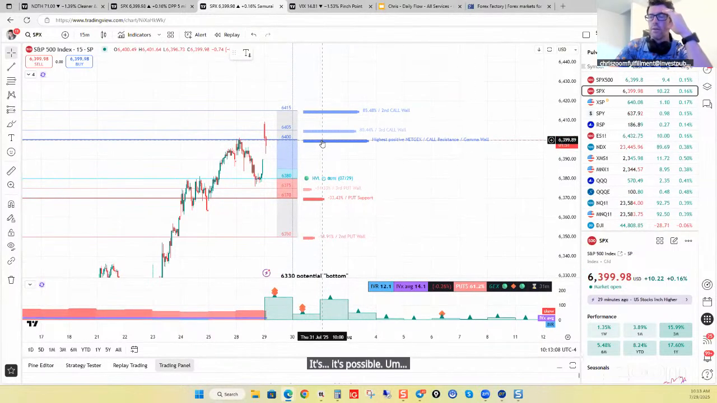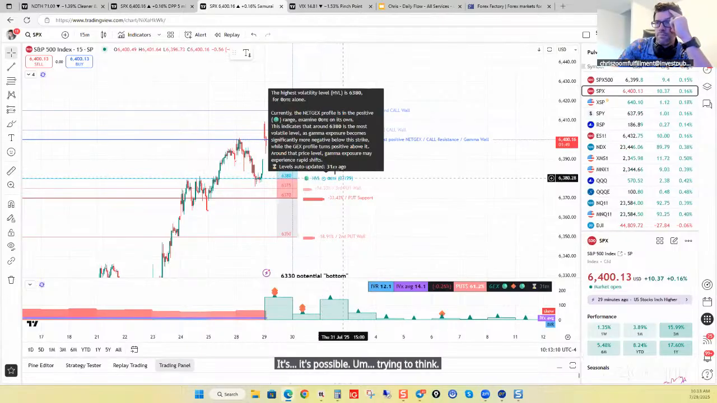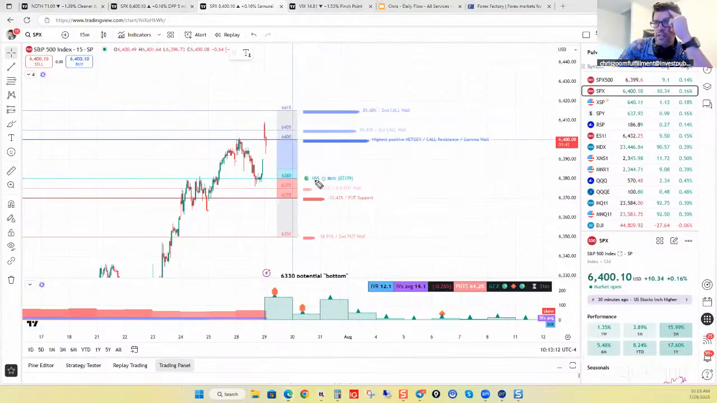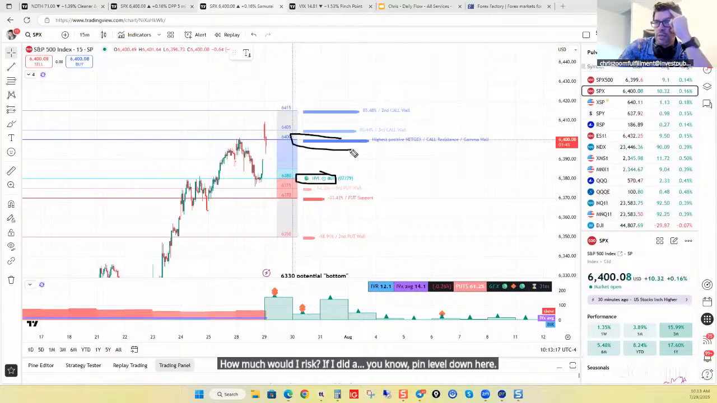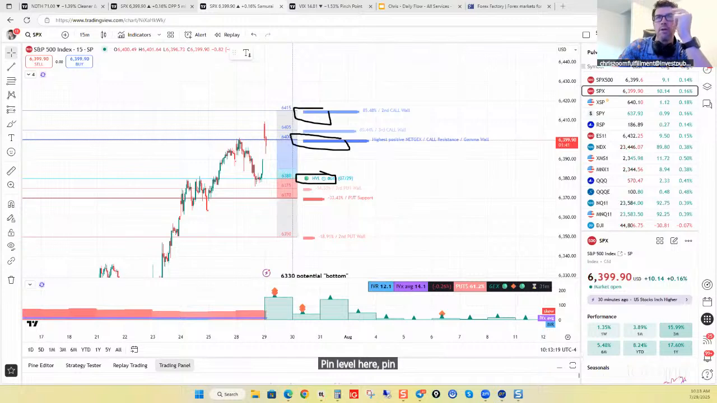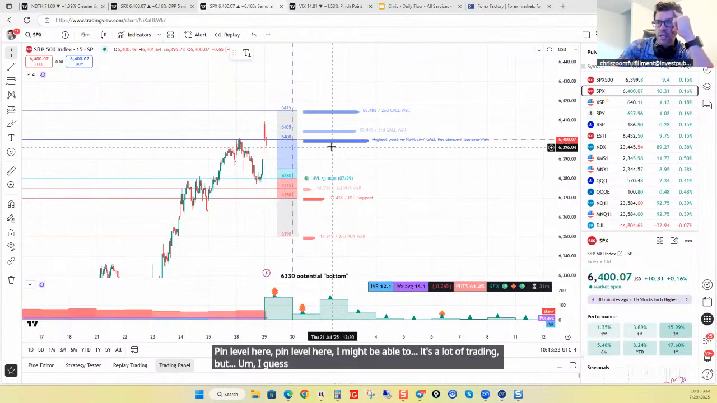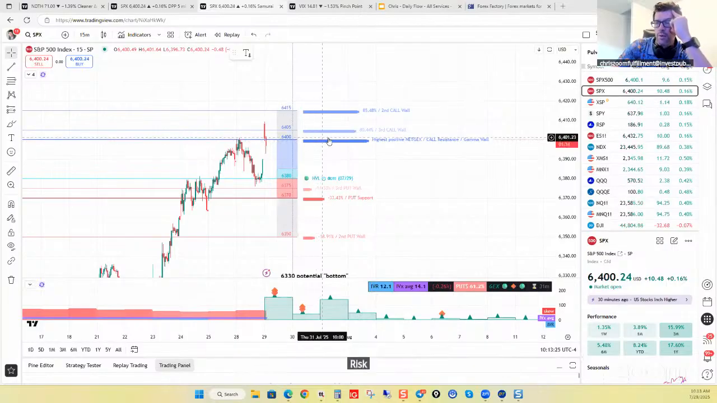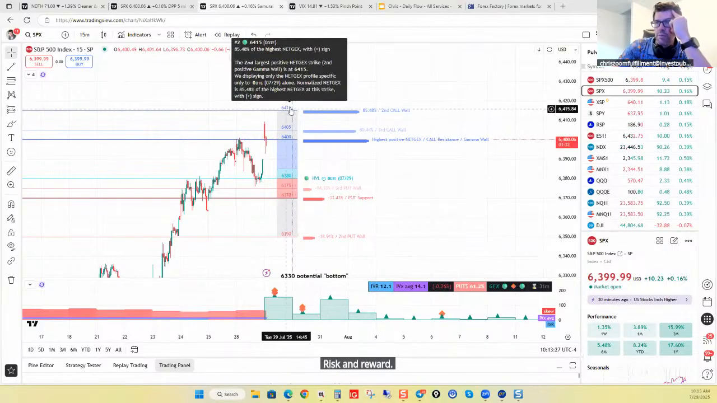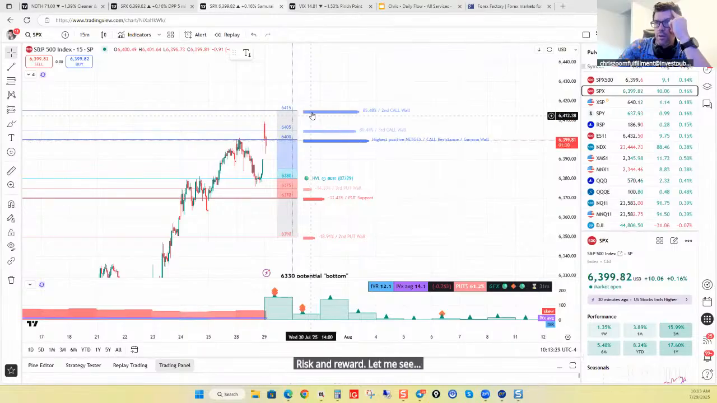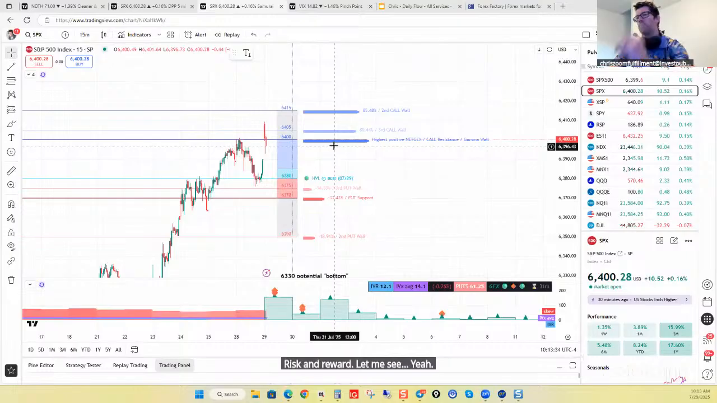Trying to think, how much would I risk if I did a pin level down here, pin level here, pin level here? I might be able to. It's a lot of trading, but I guess it depends on what I can get, risk and reward. Let me see. I'll just wait. Have some patience.